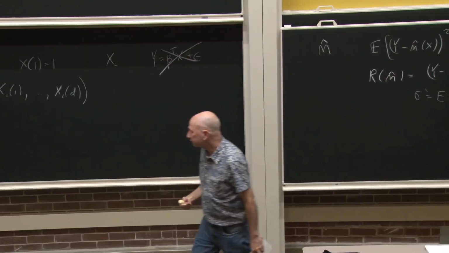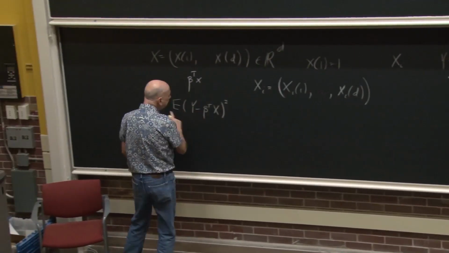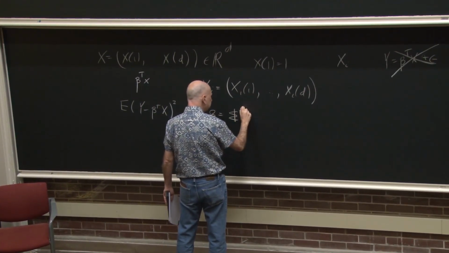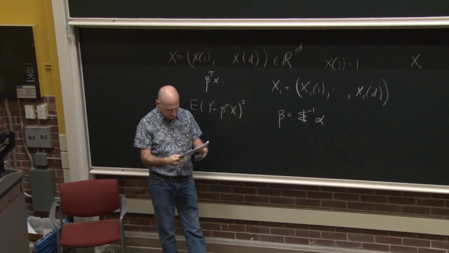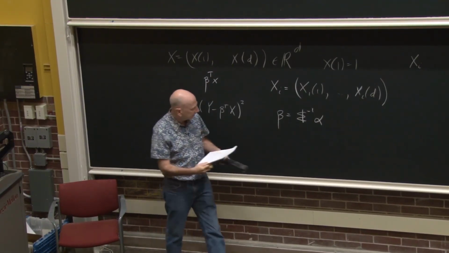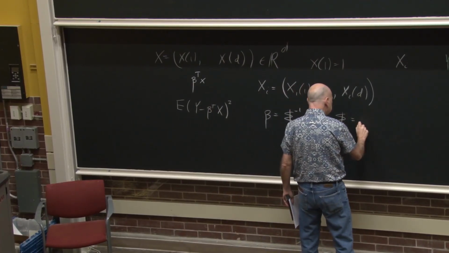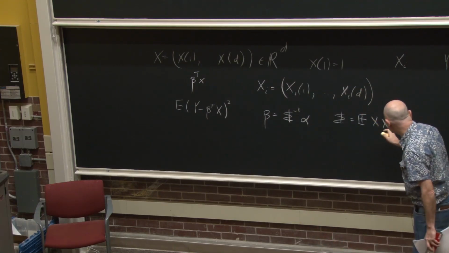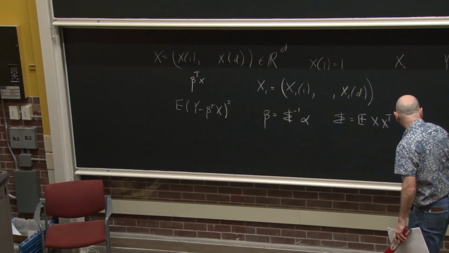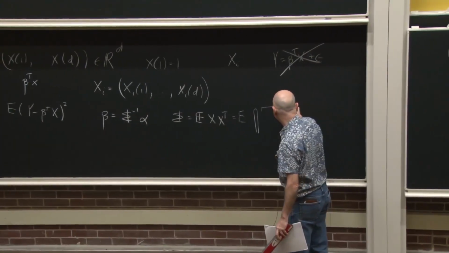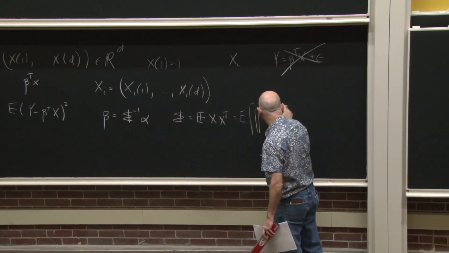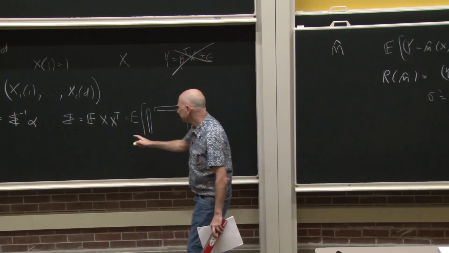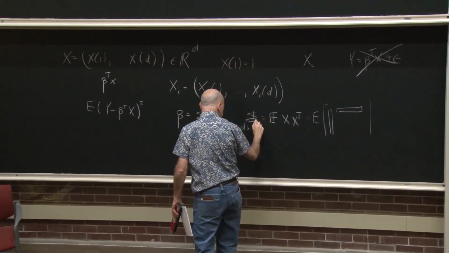I'll remind you what the answer is. The best linear predictor, in other words, the beta that minimizes this population quantity, is this. Let me make sure I use the same notation. Sigma, yeah, sigma, where sigma is the expected value of x x transpose. Keep in mind what this is. This is x, and this is x transpose. So this is like a covariance matrix, except we haven't subtracted off the mean. The point is that this is a d by d matrix.